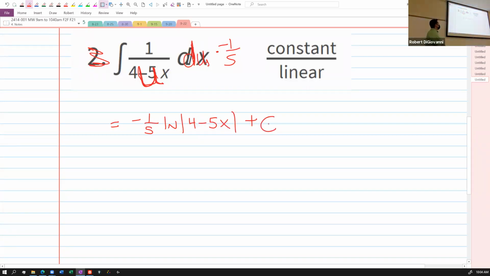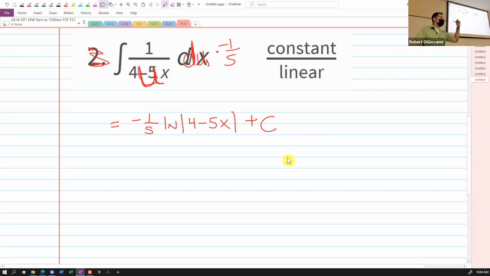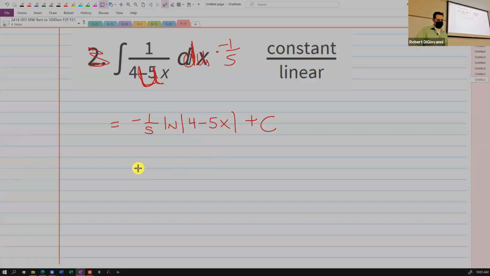Okay. We do not want to be doing that slow, you know, u equals this, du equals that. You'll run out of time on a test if you have to do every little thing. So constant over linear, I'm hoping you can handle. Let's see what our next example is.